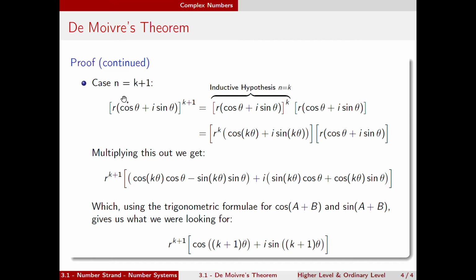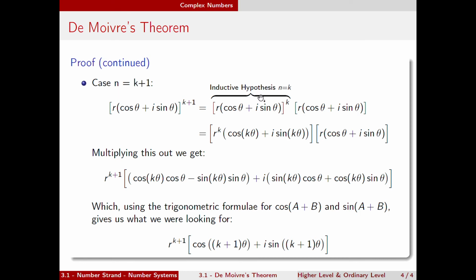Our next step is to show that this is true for n equal to k plus 1 using the previous step. So we will use the fact that we assume that it is true for n equals k. We will show that it's true for n equals k plus 1. So we have on the left hand side r times cosine of theta plus i sine of theta, all raised to the power of k plus 1, is equal to r times cosine of theta plus i sine of theta raised to the power of k times r times cosine of theta plus i sine of theta. And this is a property of indices which can be seen in a future video.